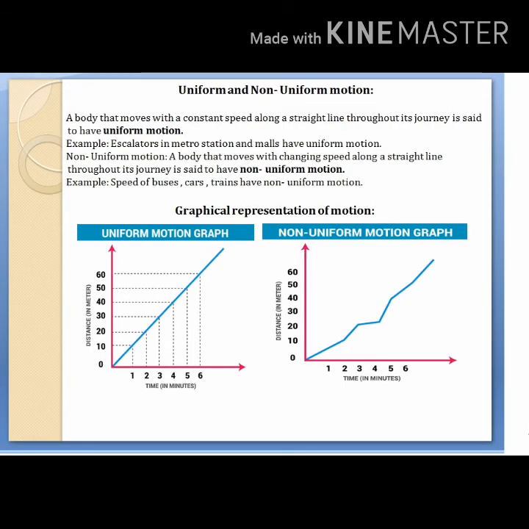Uniform and non-uniform motion. A body that moves with a constant speed along a straight line throughout its journey is said to have uniform motion. Example, elevators in metro stations and malls have uniform motion. Non-uniform motion. A body that moves with changing speed along a straight line throughout its journey is said to have non-uniform motion. Example, buses, cars, trains have non-uniform motion. Students, a body with uniform motion covers equal distance in equal intervals of time, while a body with non-uniform motion covers unequal distance in the same time interval.